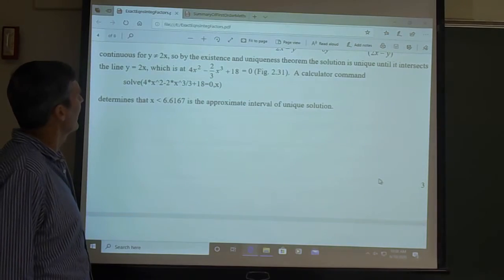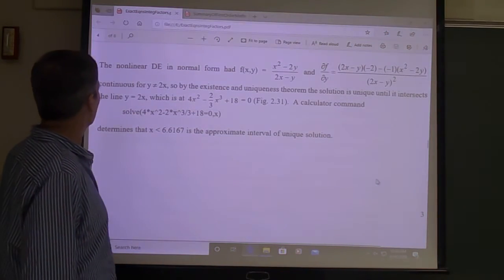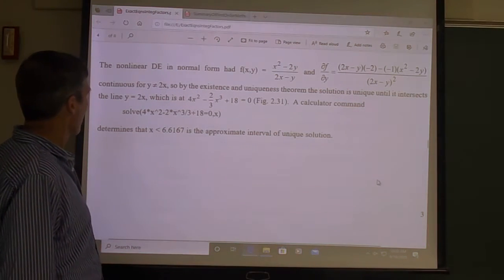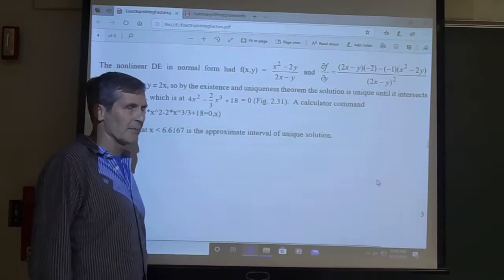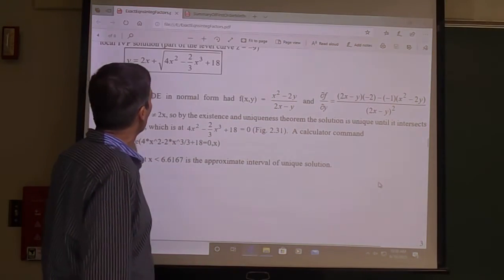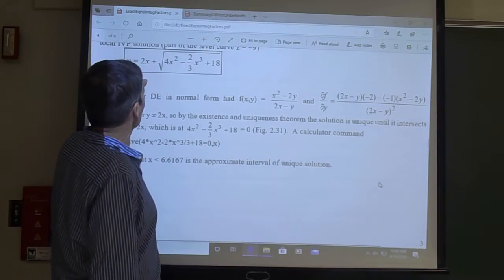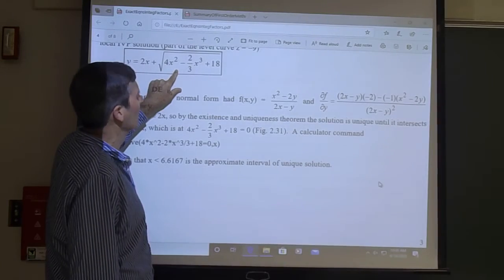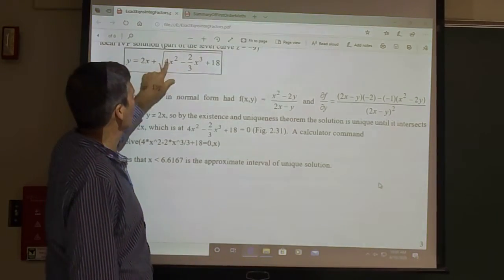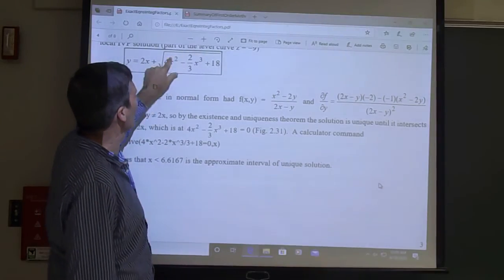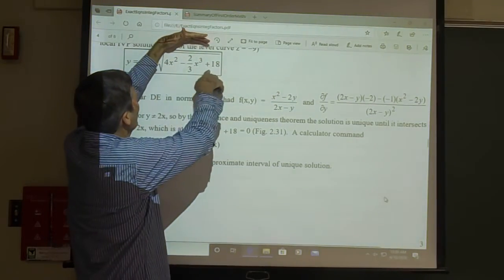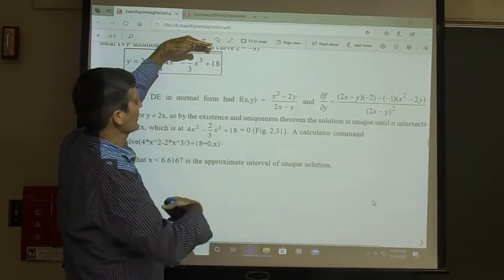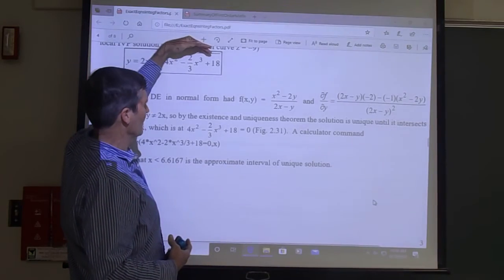All right, thought I'd point out that you can find the interval of solution sometimes in your calculator. This is a hard one to find, right? What is the interval of solution for this? Well, you want this argument of the square root to be non-negative. So you have to solve where this is equal to 0. This is kind of a hard problem, right? You have to solve a cubic equation. Minus 2/3 x cubed plus 4x squared plus 18 equals 0. Where that changes from positive to negative, the solution stops. How do you find that?